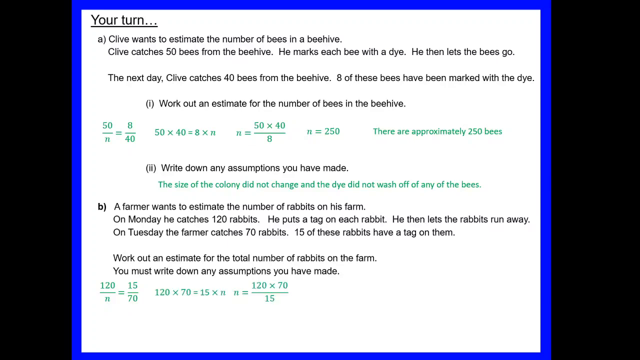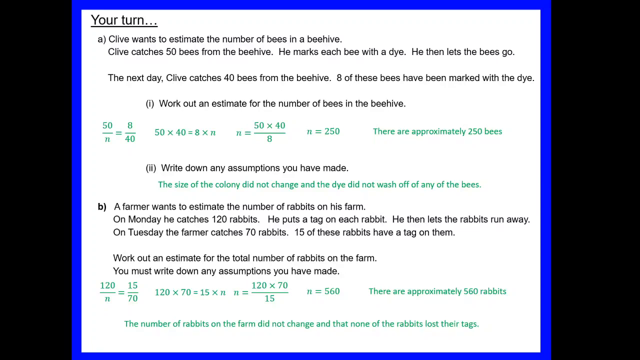We get 120 times 70 divided by 15, which is 560. So there are approximately 560 rabbits. And again, it says there you must write down any assumptions that you've made. So the assumptions that we've made are that the number of rabbits on the farm did not change. So again, no births, deaths, no one coming or going, and that none of the rabbits have lost their tags.